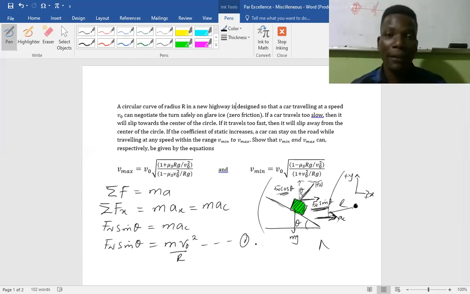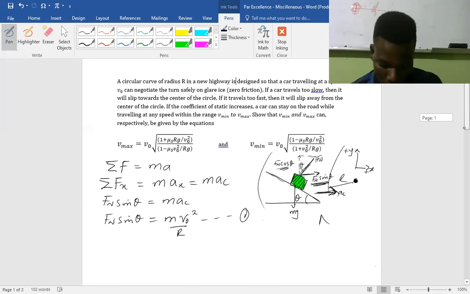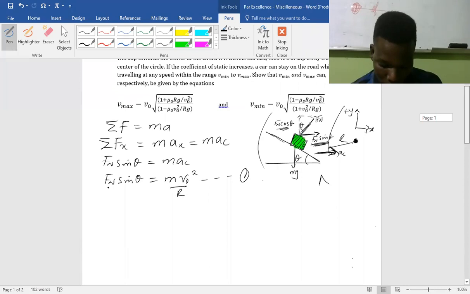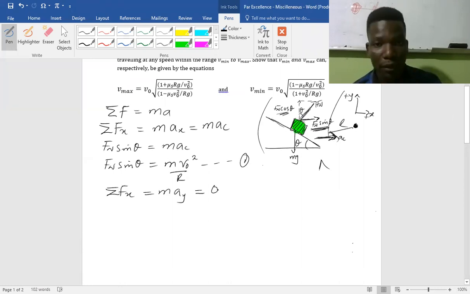Now we also look at the vertical motion, but we can see that in the vertical there is no motion. Since there is no motion in the vertical, Newton's second law is going to look like this: the sum of forces in Y equals m a_y, which is equal to zero. So what are the forces acting in the vertical on that car? We have the vertical component of the normal force, cos theta, minus the weight of that car, which is mg. This should be equal to zero.